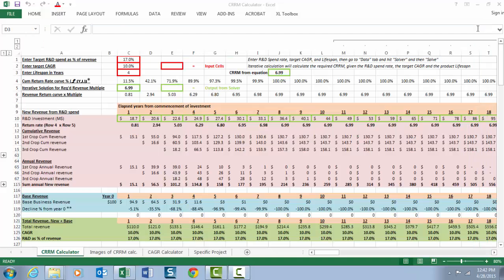So that's the basic formula, and up here we use that formula to calculate the CRRM, calculated to be 6.9 because we have entered 17% spend rate, 10% CAGR and 4, and that is what it has calculated.